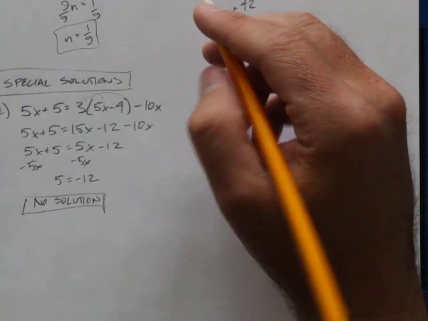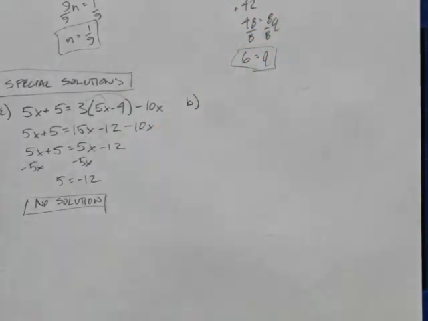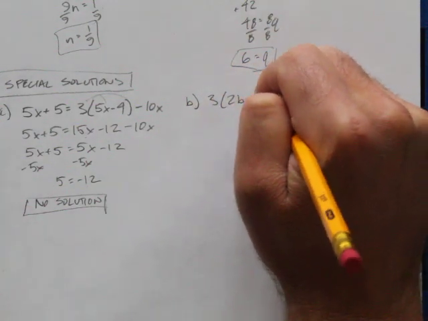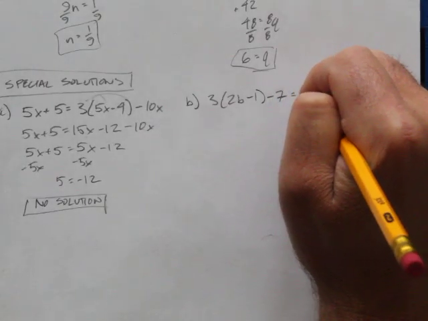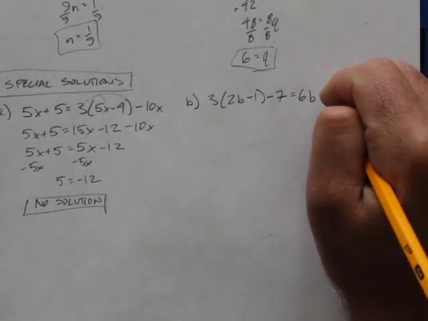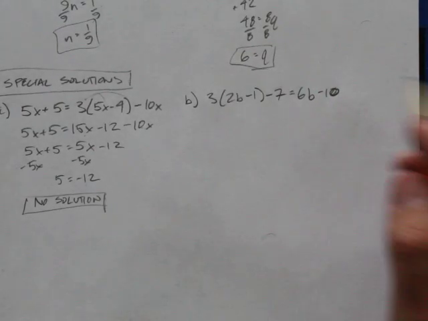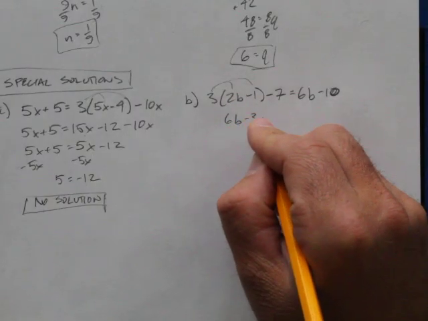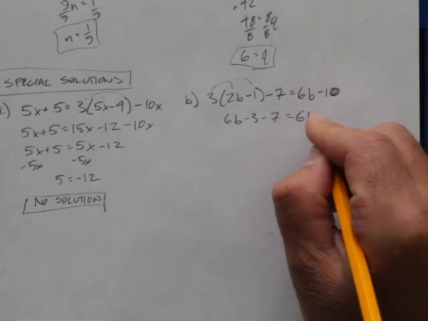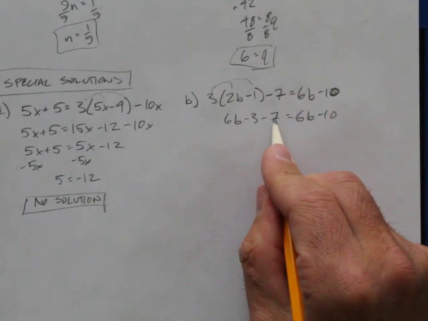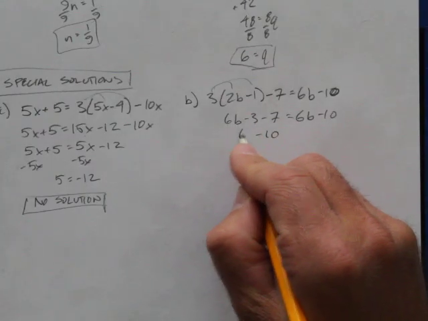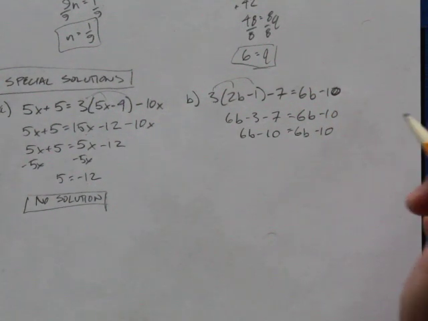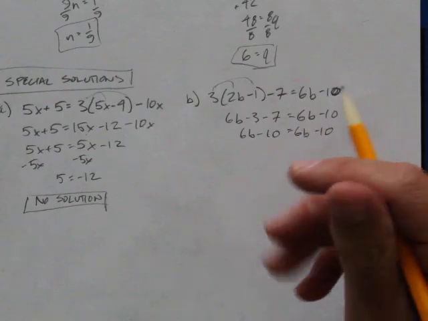Now let's look at another possibility. 3 times 2b minus 1 minus 7 equals 6b minus 10. All right, let's just do this one together here. Distribute my 3, so I've got 6b minus 3 minus 7 equals 6b minus 10. Okay, -3 and -7, that gives me -10. So 6b minus 10 equals 6b minus 10. What? That's weird. Well, let's keep working on it here.